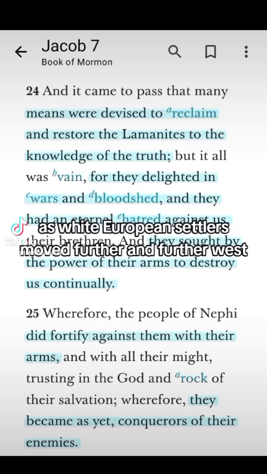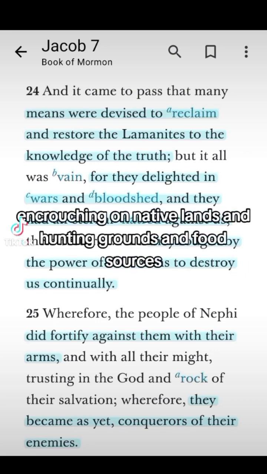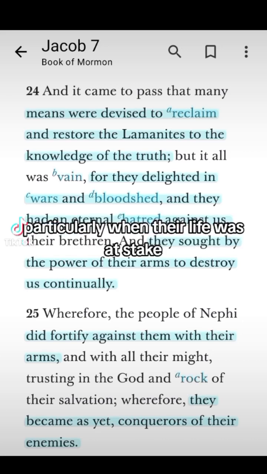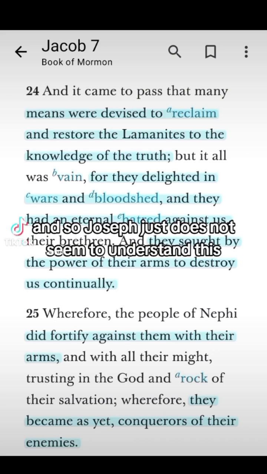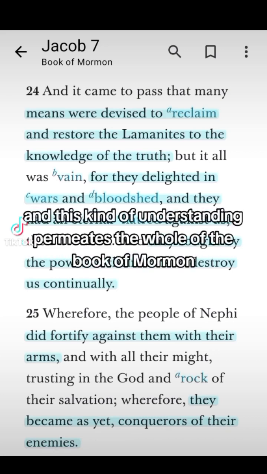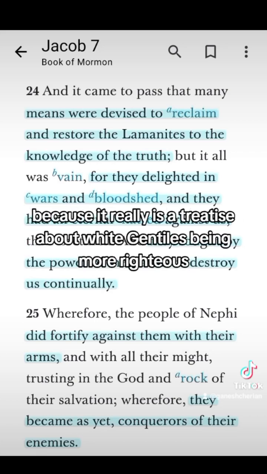As white European settlers moved further and further west, encroaching on native lands and hunting grounds and food sources, of course people are going to get angry and upset and fight back, particularly when their life was at stake. And so Joseph just does not seem to understand this, and this was not the narrative that he was brought up with.